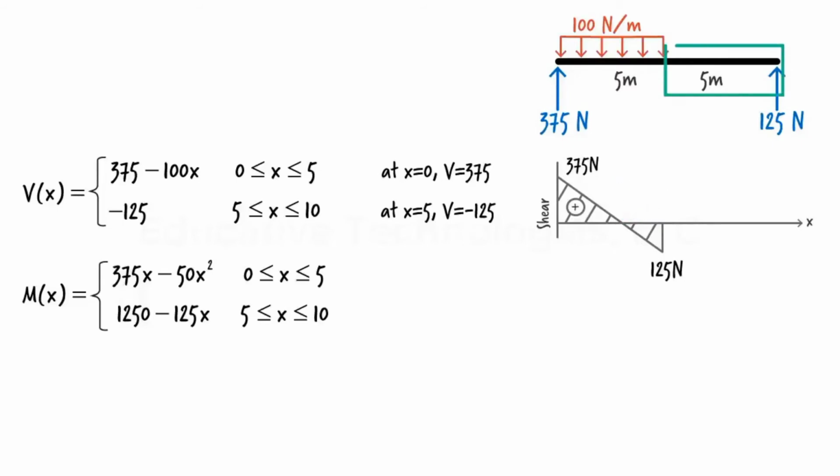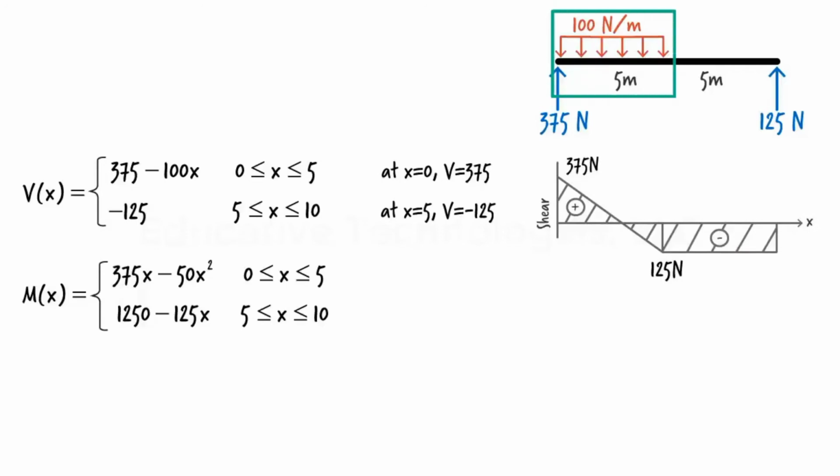For x between 5 and 10, shear is given by the equation negative 125. In this problem, since shear is not really a function of x, it remains constant throughout the segment. Here is the complete shear diagram for the beam. We can graph the moment equation in a similar manner.